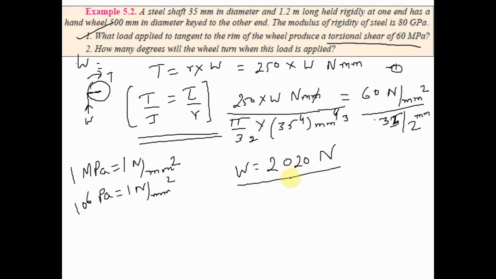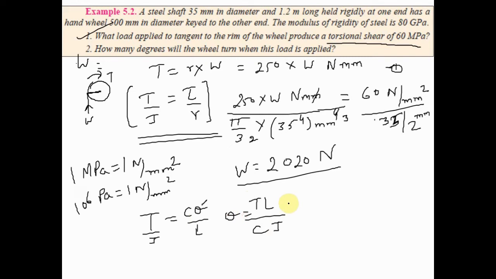Now we have to move to the next part, which asks how many degrees the wheel will turn. We can again use the torsion equation, T by J equal to C theta by L. Theta we have to find. You can do cross multiplication and you will get theta equal to T L by C J.